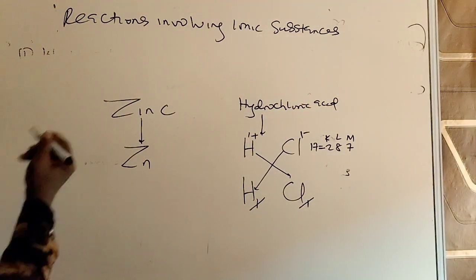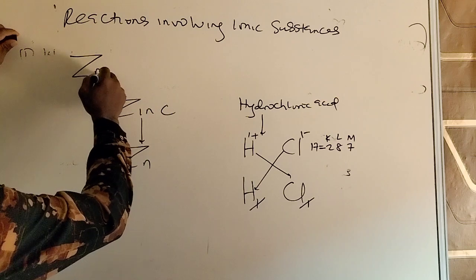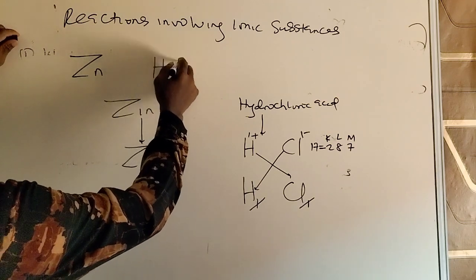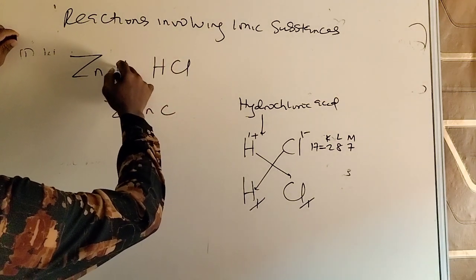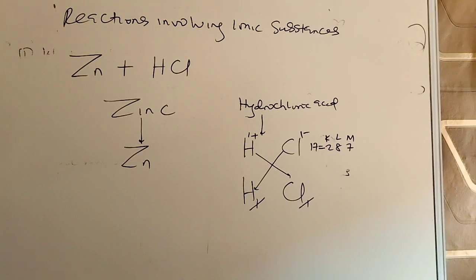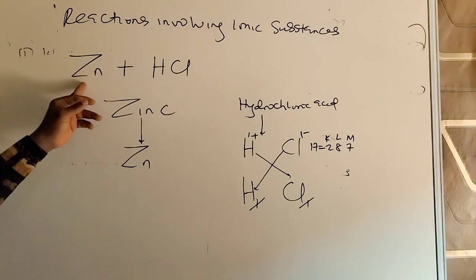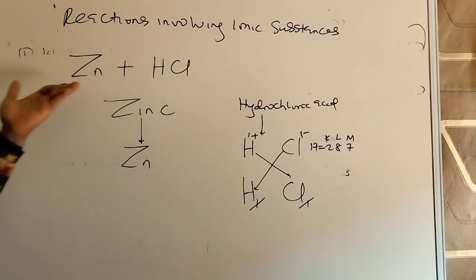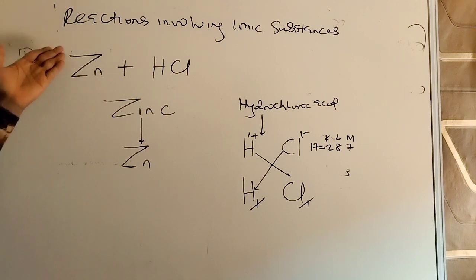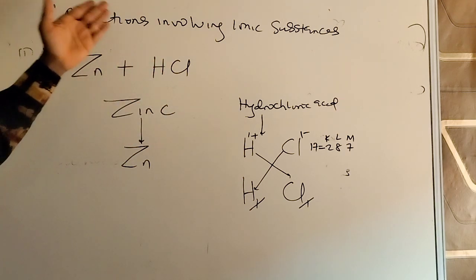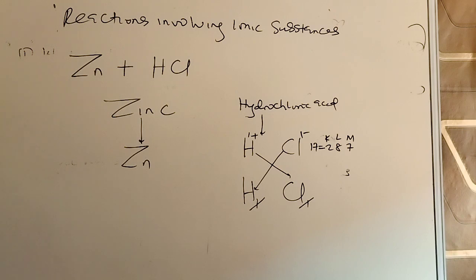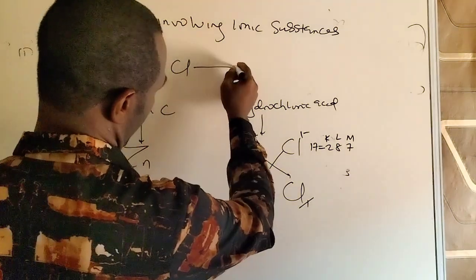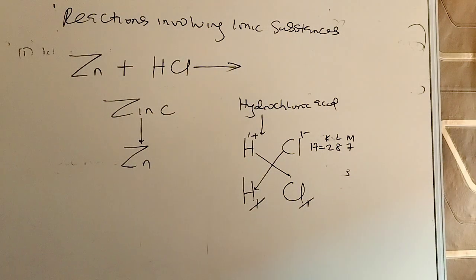Write the reactants zinc and HCl on a straight line and put a plus sign between them. They are reacting. It does not matter whether you write zinc first or HCl first. Whether you're saying A plus B or B plus A, they're the same thing. Then draw an arrow to show the direction of the reaction. Since you are dealing with ionic substances, the next step is to split them into ions.